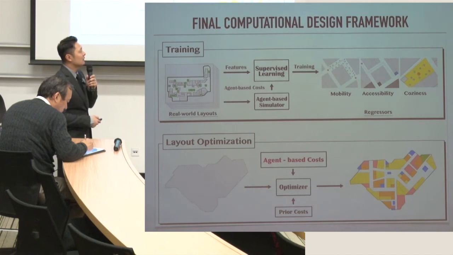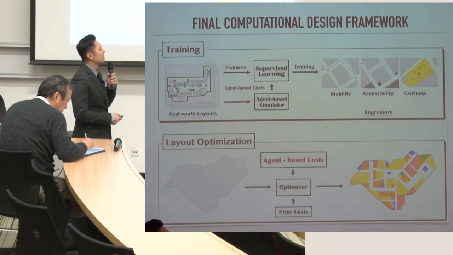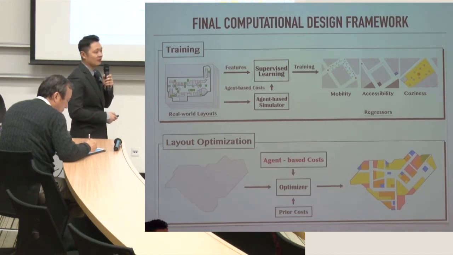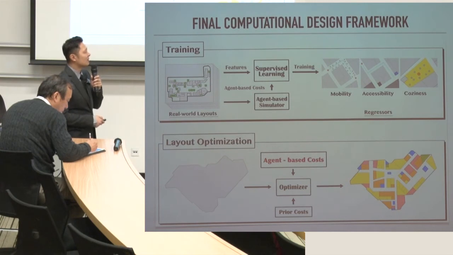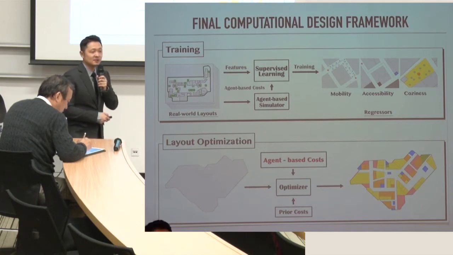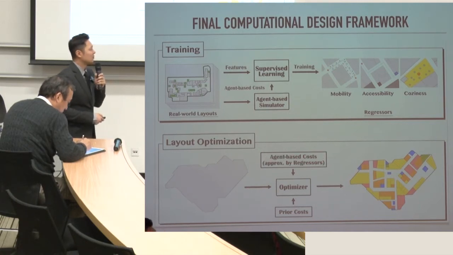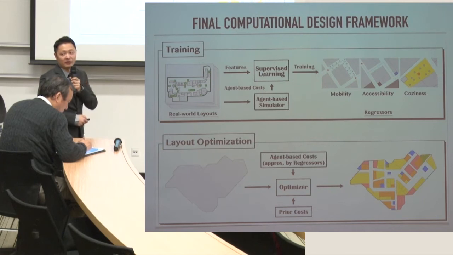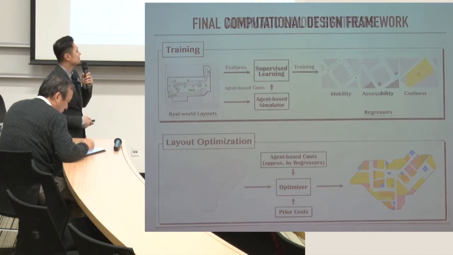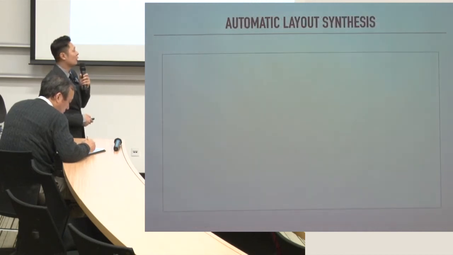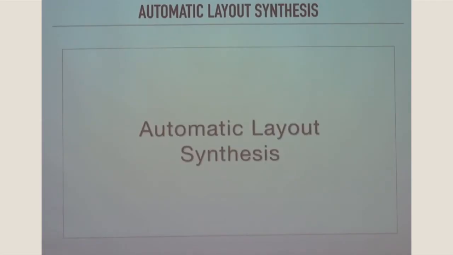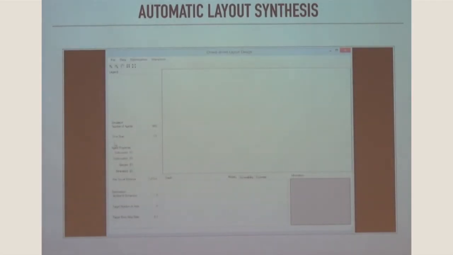So the final computational design framework for the layout design will have an offline training process. Then during the layout optimization, instead of using the agent-based cost from full simulation, we use the cost computed by the regressors. Here we show the optimization process. Here we show our user interface. The user can easily set the agent properties and optimization parameters.